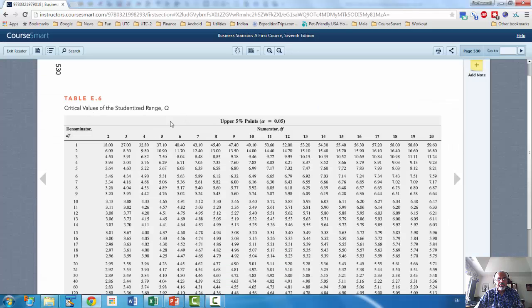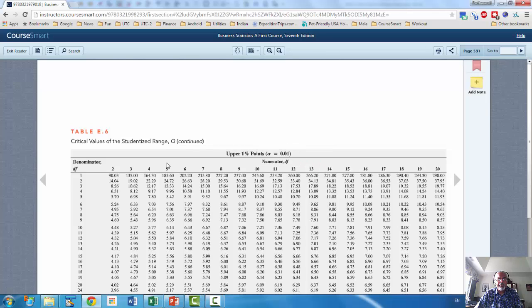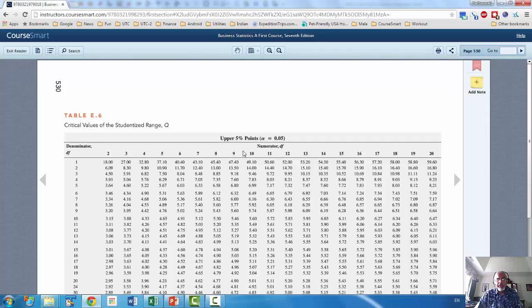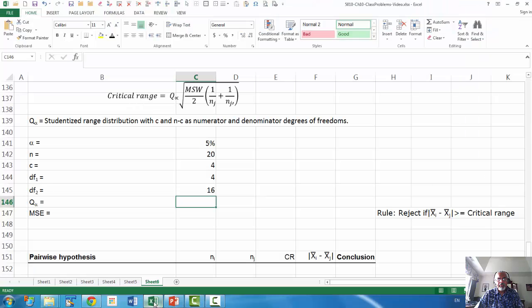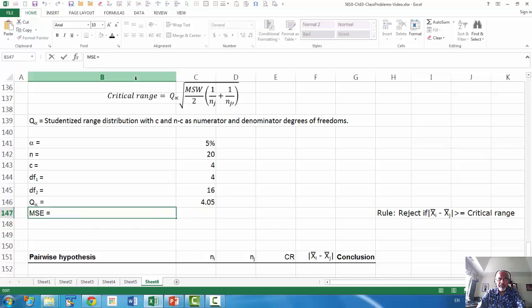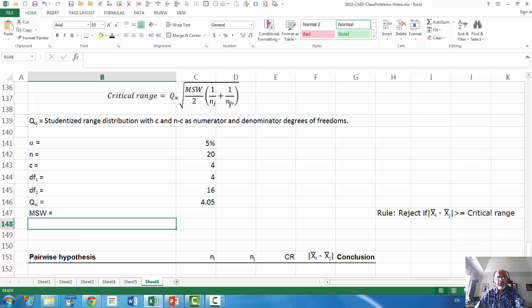Okay, so this is studentized range Q. So we have two tables, one for alpha of 0.05 and then there is one for alpha of 1%. Okay, the numerator degrees of freedom is across the top, so 4 is our numerator degrees of freedom, and the denominator degrees of freedom is right here, 16, and you see that 4.05 is the Q sub alpha value for us.